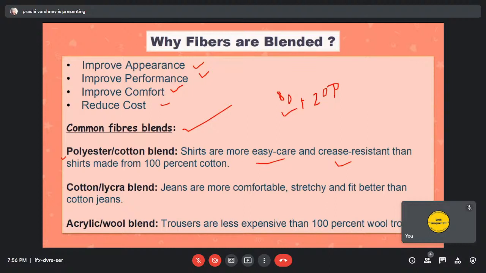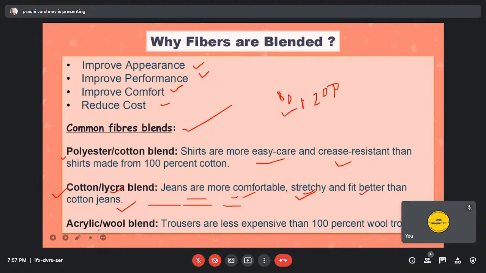Okay, next is cotton plus lycra. So how can we add cotton and lycra? Suppose we want jeans which should be comfortable, but at the same time there should be the stretching property also. Because lycra is a stretching fiber, lycra can stretch up to 5 times. So we will add cotton with lycra fiber, by which we can make jeans more comfortable, more stretchy, and fit better than cotton jeans.